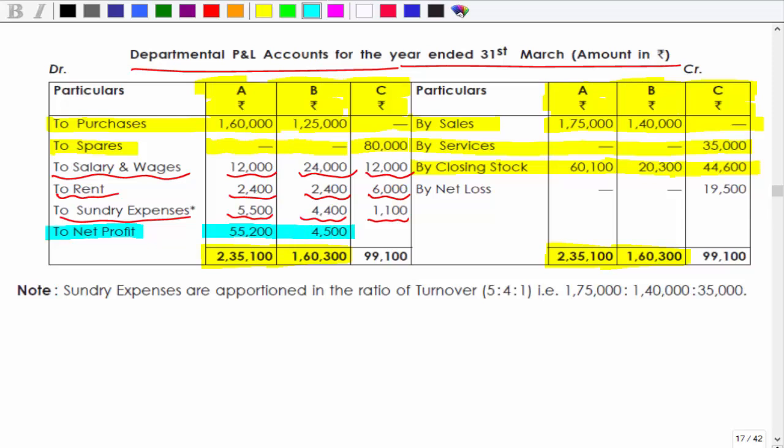But when it comes to Department C, on the debit side we have the higher total. If you add the four items on debit, it works out to 99,100. So on the credit side also let us write 99,100. It means on the credit side there is a difference. The difference works out to 19,500. That is nothing but the net loss of Department C.